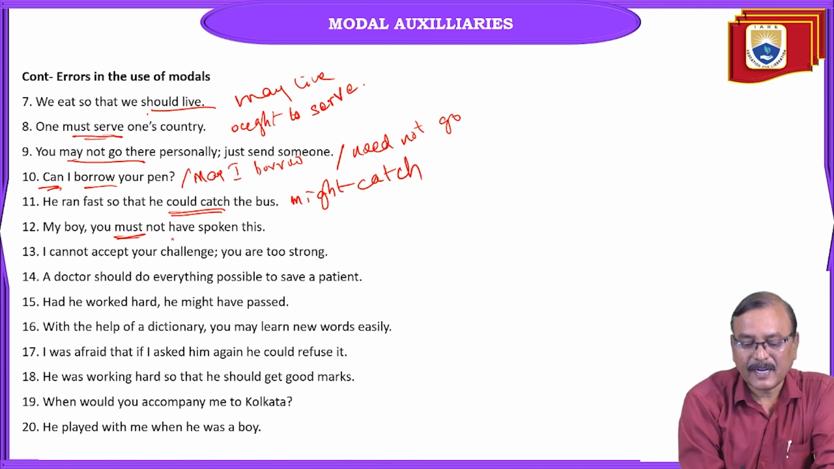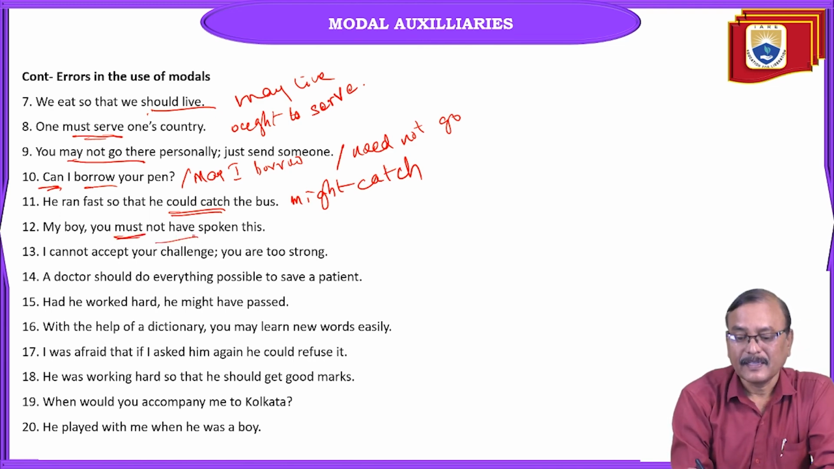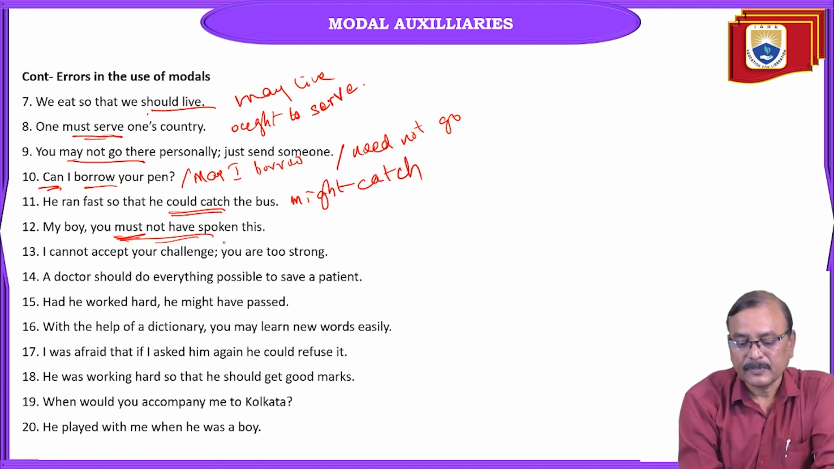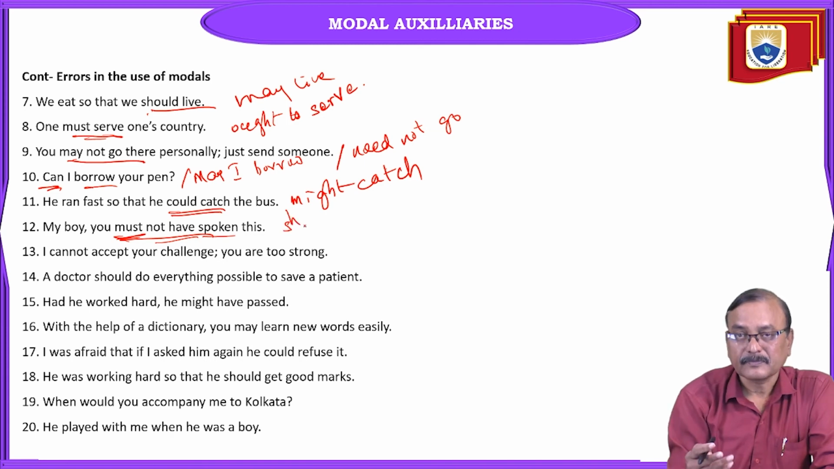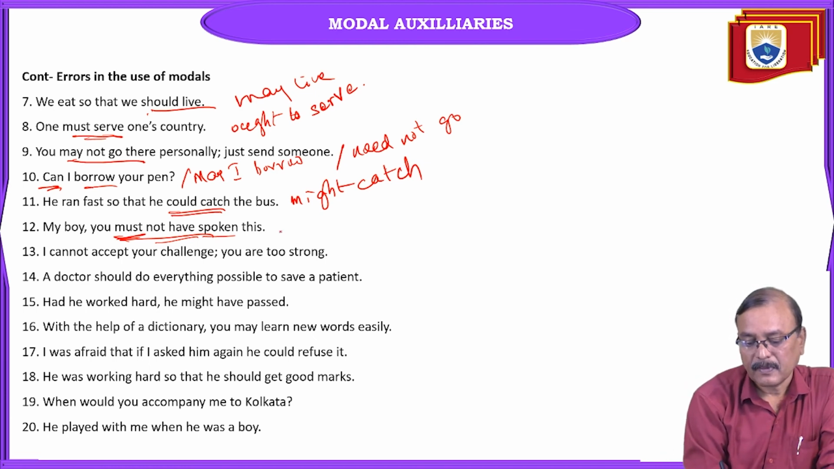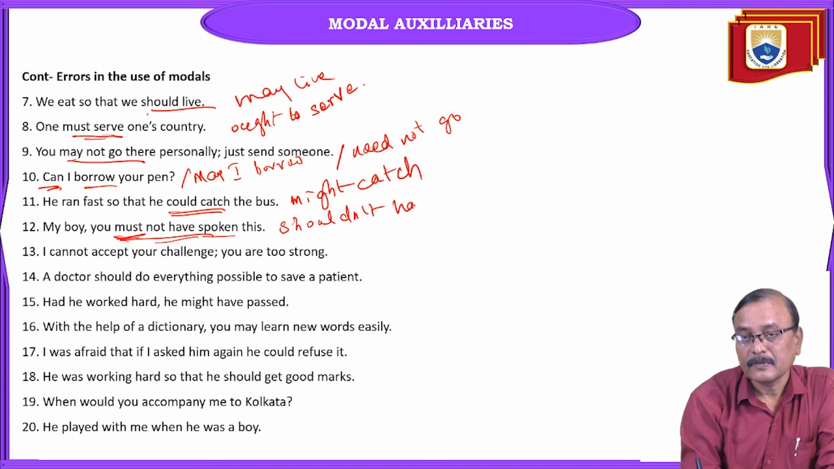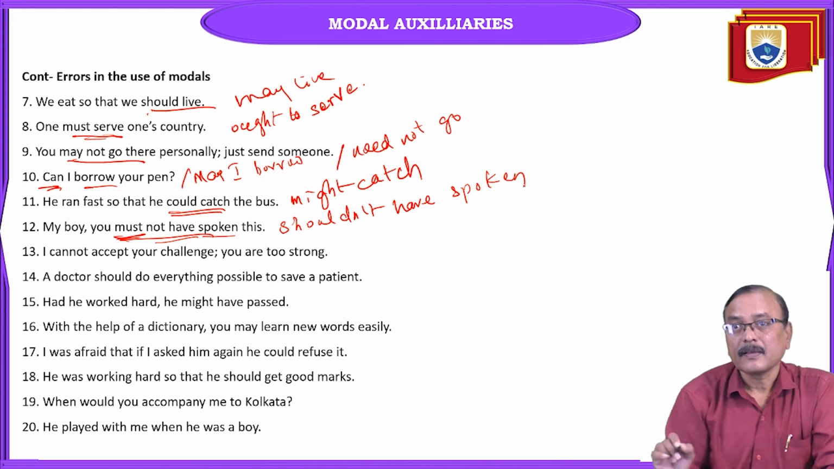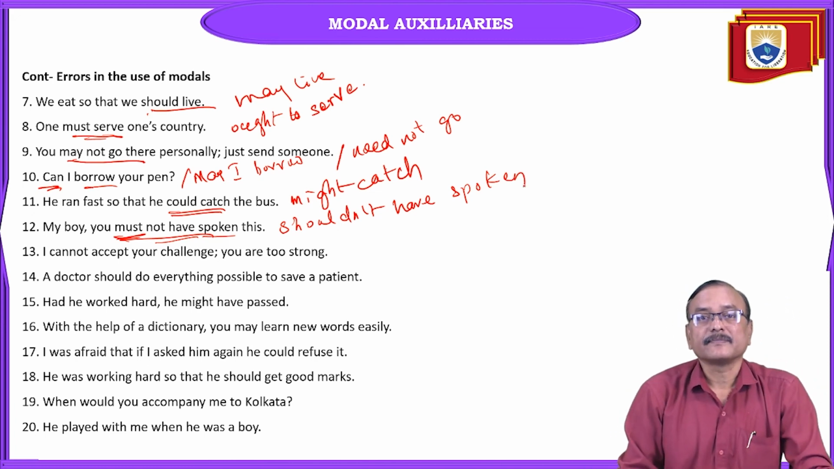Next, my boy, you must not have spoken this. Here must not have means compulsion. You shouldn't have spoken like this. Must not have. Okay? Shouldn't have. Instead of must not, go with shouldn't. You shouldn't have spoken this.